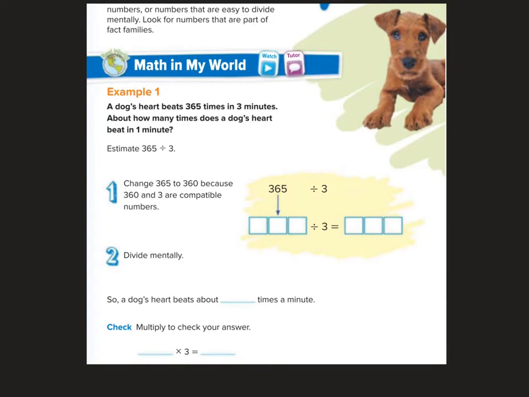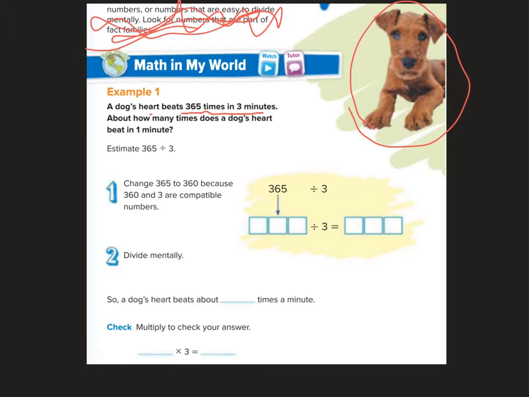All right. Now I just had to crop this part up here. We don't need that. We just read it because, look at this cute little puppy here. Anyways, a dog's heart beats 365 times in 3 minutes. About, okay, that's a little excessive. About how many times does a dog's heart beat in 1 minute? Okay. Just want to draw your attention to that word about, because that means we don't need an exact answer. All we need is an estimate.